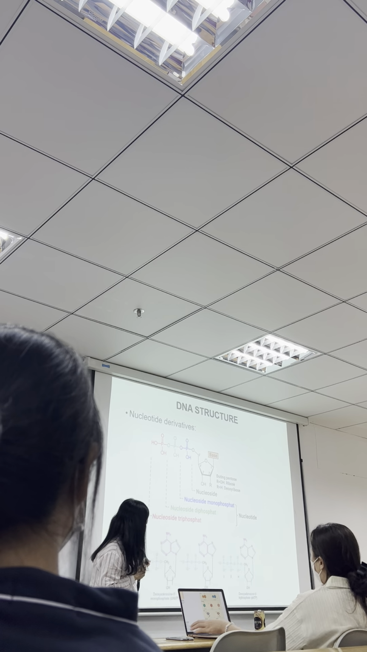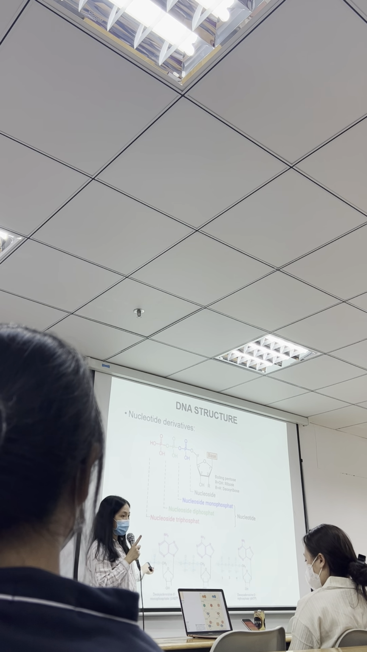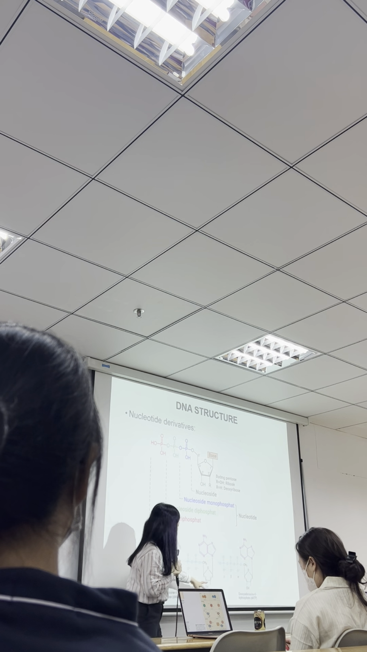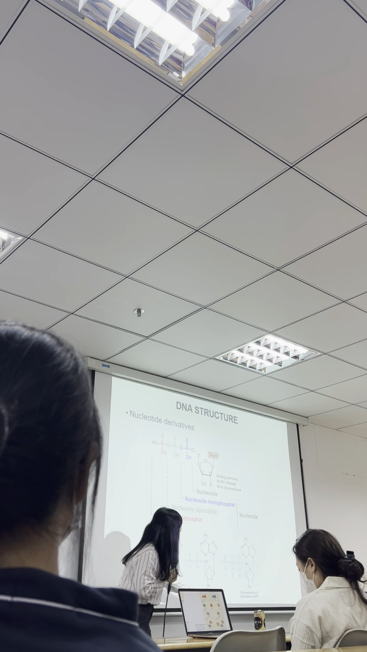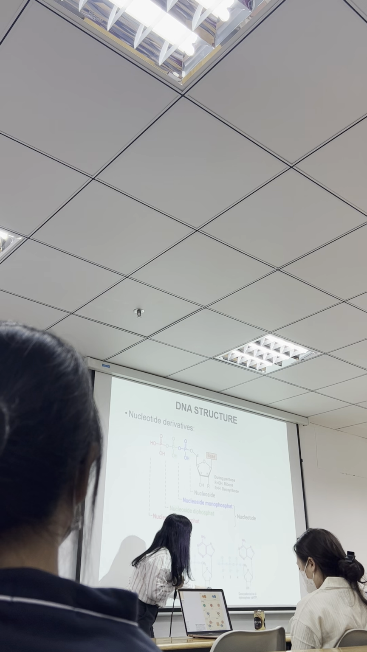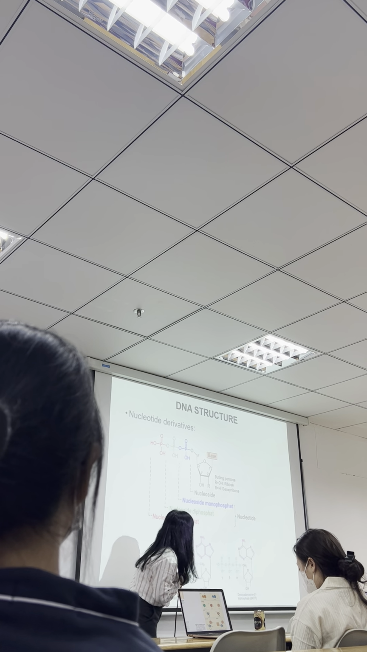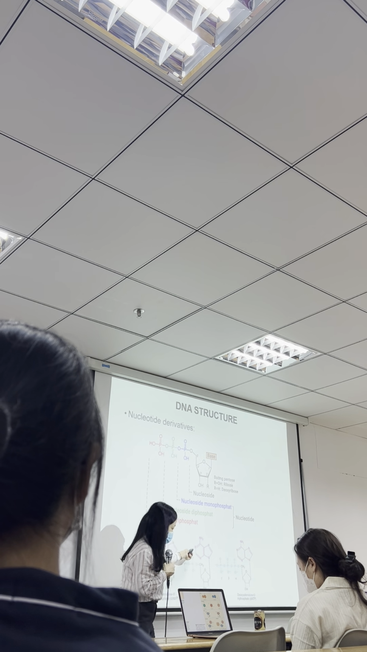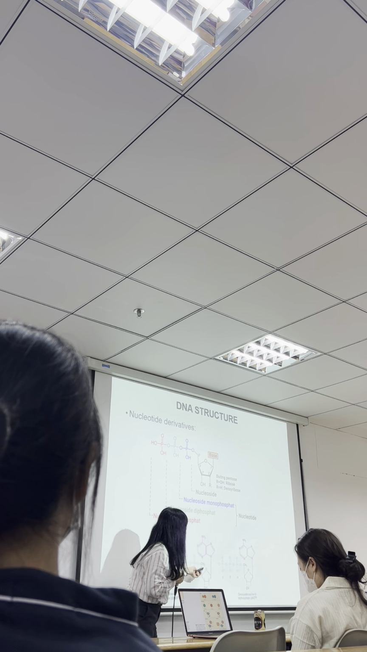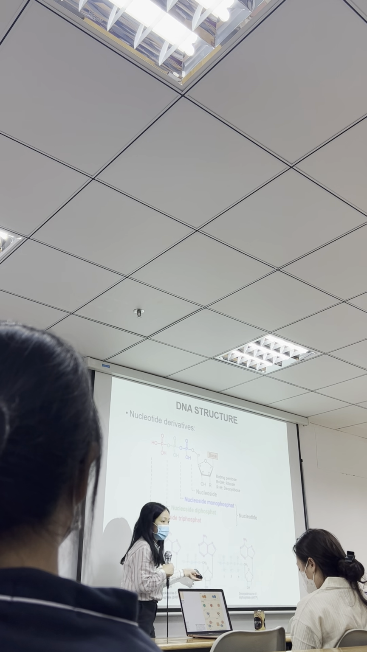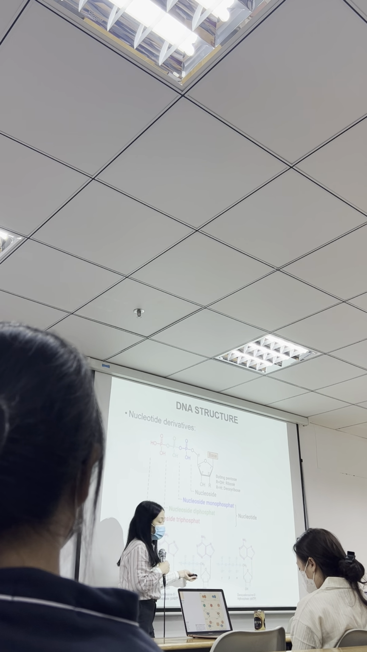Monophosphate means this structure contains only one phosphate group. And the full name of this structure is deoxyadenosine. Deoxy means lack of oxygen here. Adenosine means it contains adenine. 5-prime at carbon number 5. Diphosphate because it contains 2 phosphate groups.